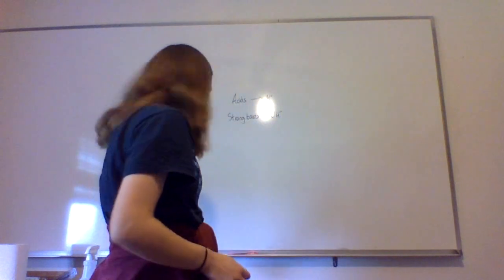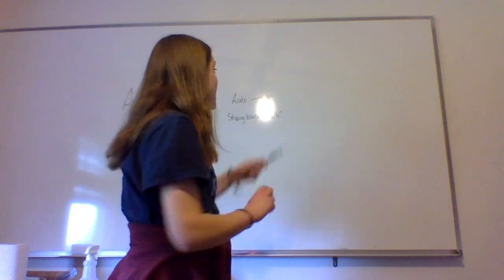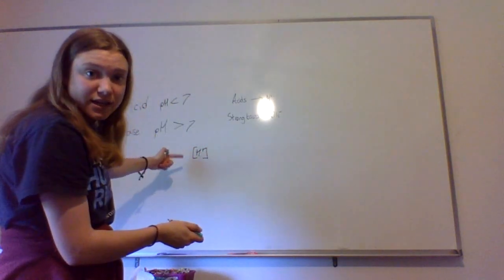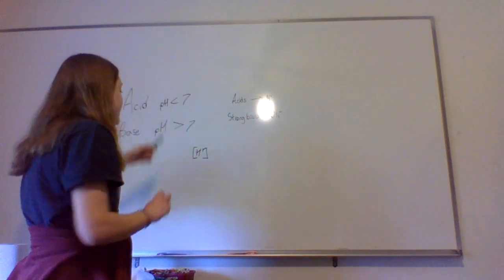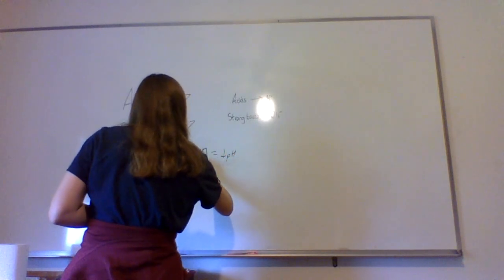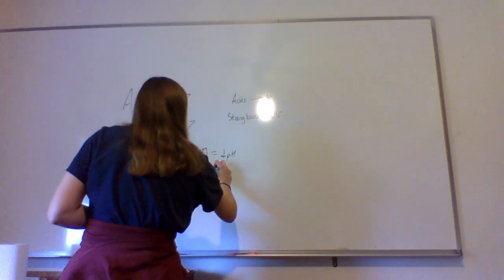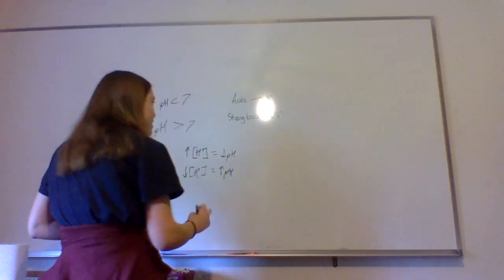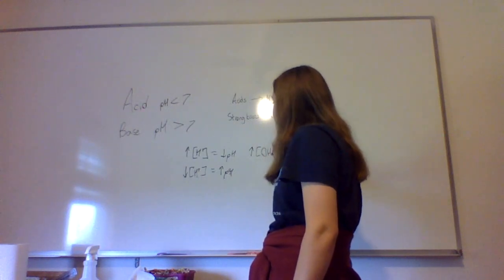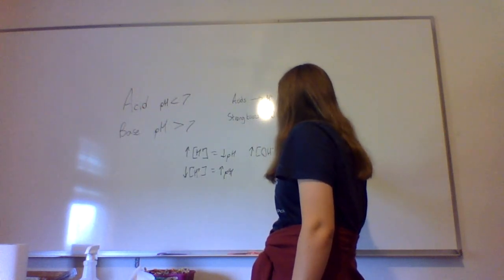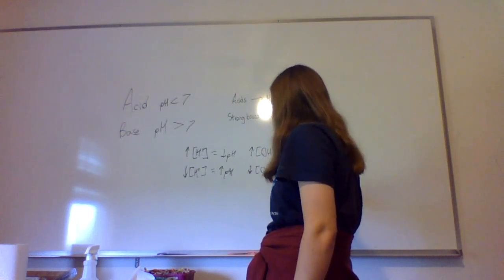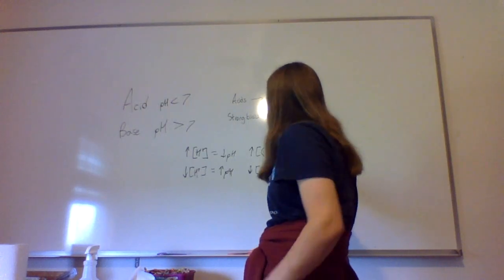Alrighty. So, if there's a high concentration of hydrogen ions, I'll be using brackets to indicate concentration, that means that the pH will be low. So high H plus, low pH. If you have a low hydrogen ion concentration, you'll have a high pH. And a high concentration of OH minus will equal high pH, and a low OH minus concentration equals low pH.